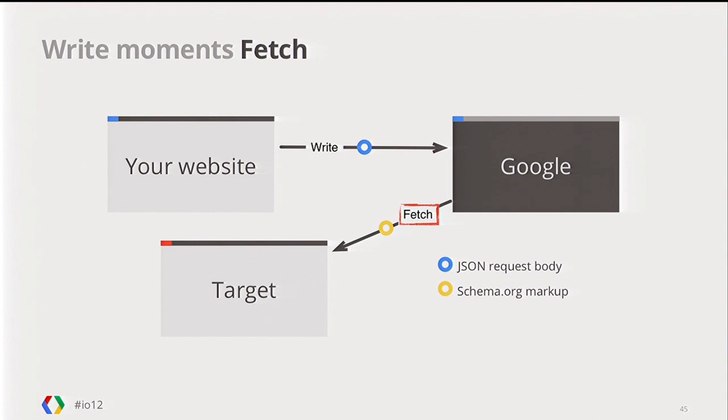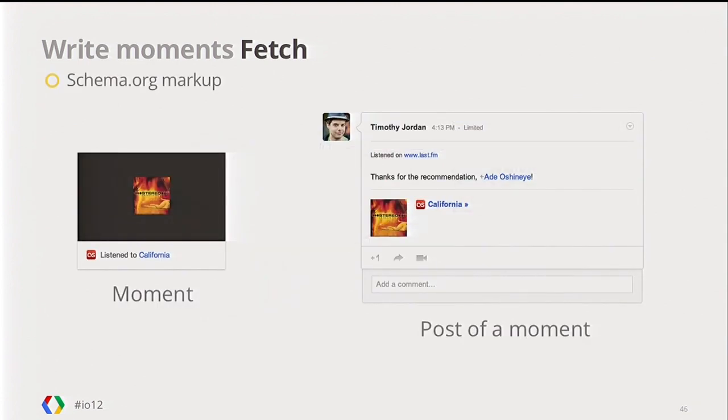Step two, fetching the target URL. And again, it's about rendering the moment and rendering the post if the user shares. We get the image and the title and whatever else we can show in the moment to make it rich from schema.org markup on the page.